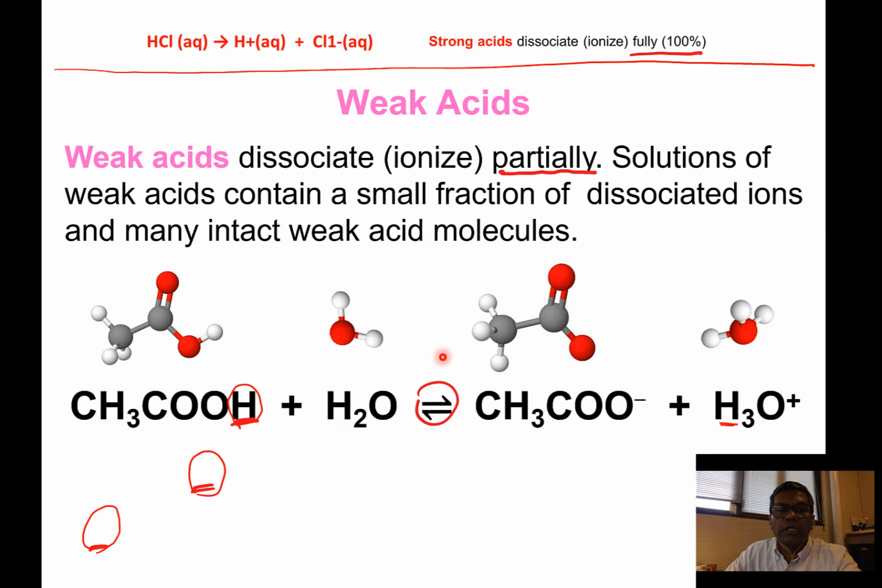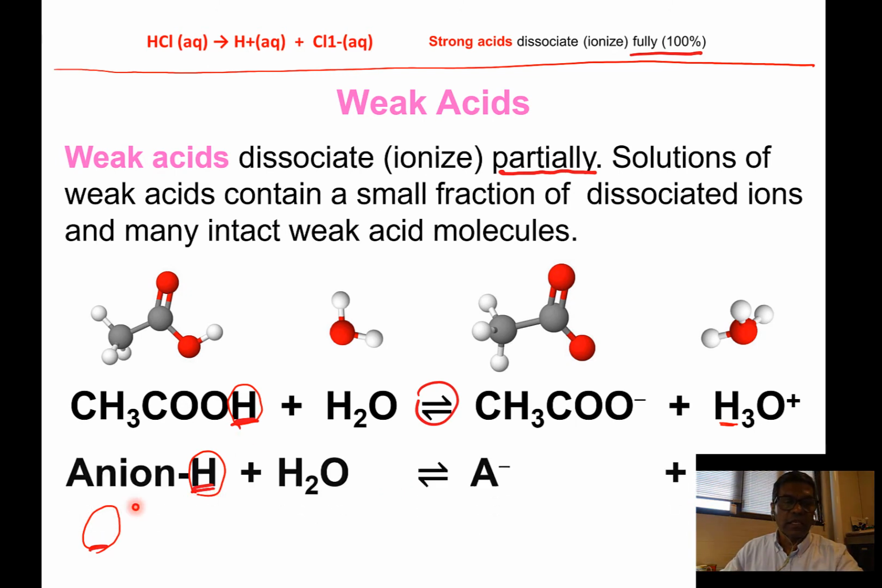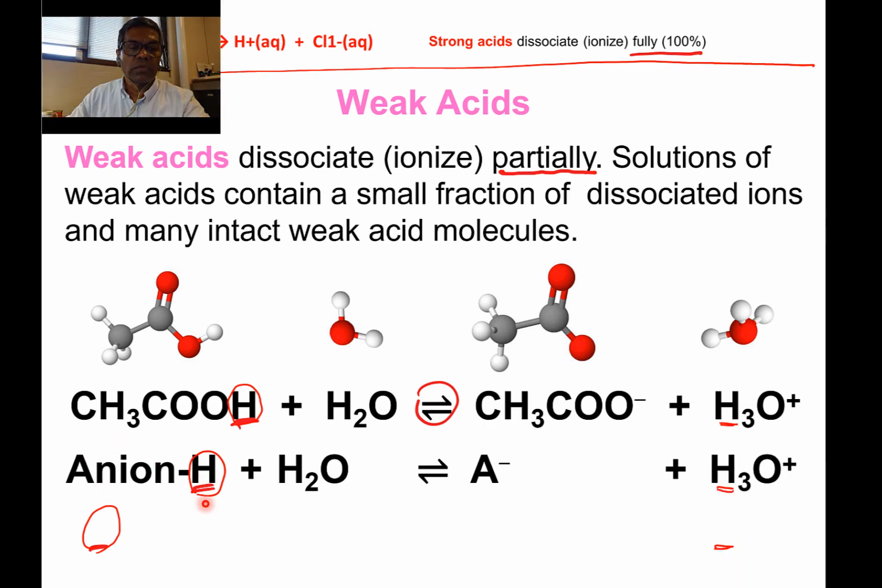But let's look at the acetic acid here and look at the arrow. That's an equilibrium arrow, so it's partial dissociation. Now, to understand this better, I would say any weak acid, I can think of as an acid with one dissociable proton. We can also call this a monoprotic weak acid, right? It reacts in the same fashion.